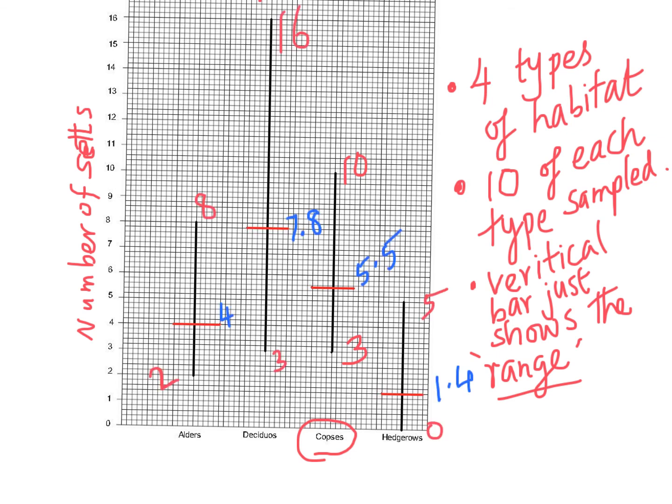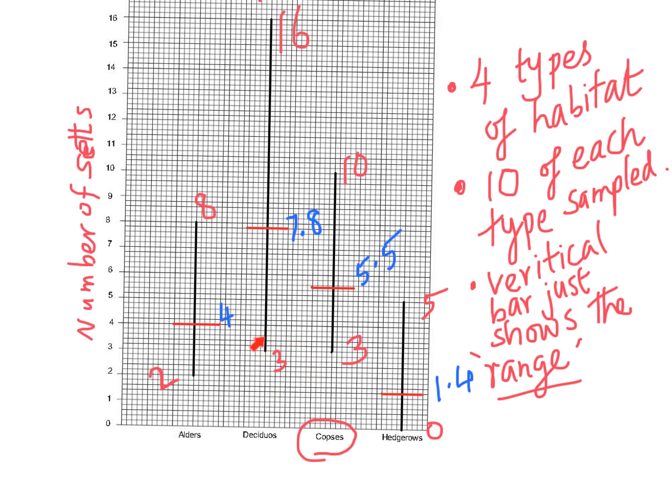You can now see the mean numbers on all the 4 different habitats that the scientists actually explored. You can see the mean number, the highest average you have is for deciduous woods, and you can also see the range of the number of sets that's in each of the habitats. And you can see deciduous has got the biggest range, the range being 16 take away 3, which is 13. But you cannot say that the deciduous will always have a higher number of badgers or badger sets than the hedgerows. The reason is this.